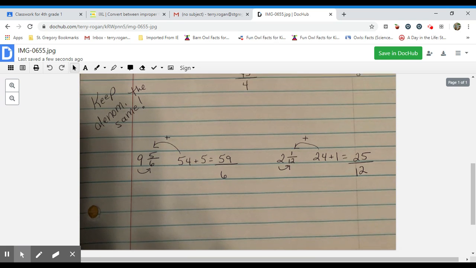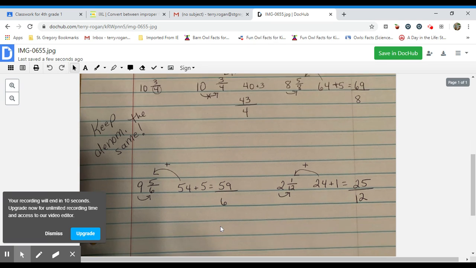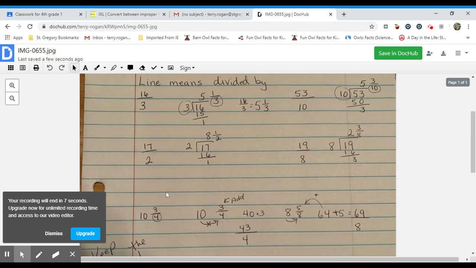So remember, whether you are going from a mixed number to an improper fraction or an improper fraction to a mixed number, you have to keep the denominator the same. If you're dealing with fourths, fourths is always going to be on the bottom. If you're dealing with sixths, sixths is always going to be on the bottom. And same up here. If you're dealing with halves, halves is going to be your denominator.